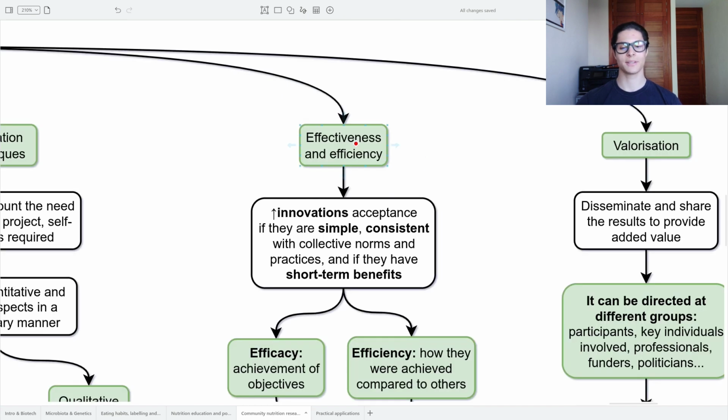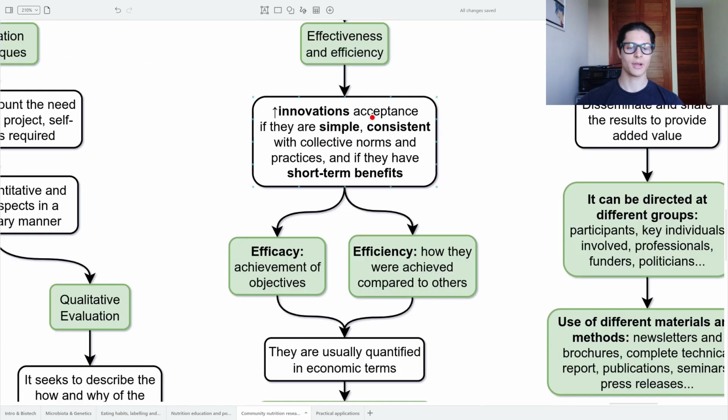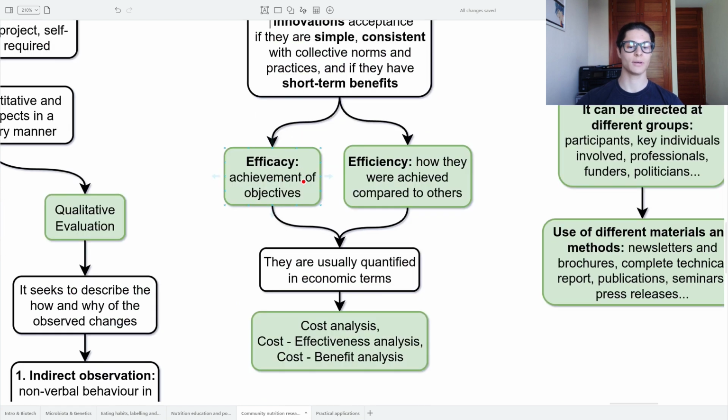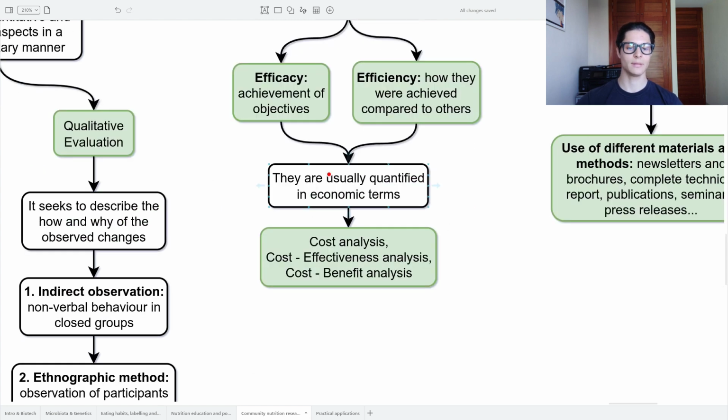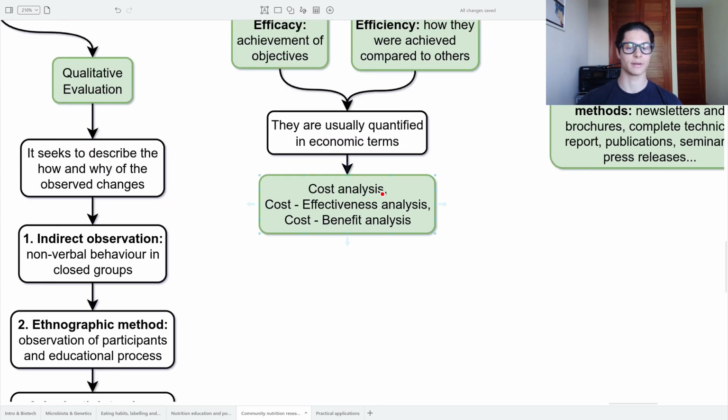And then we have the effectiveness and efficiency. So you have to know that the innovations have a higher acceptance if they are simple, consistent, and they have short-term benefits. The efficacy is the achievement of the objectives, and the efficiency is how they were achieved compared to other methods. And they are usually quantified in economic terms. And here we have the cost analysis, the cost effectiveness analysis, and the cost benefit analysis.